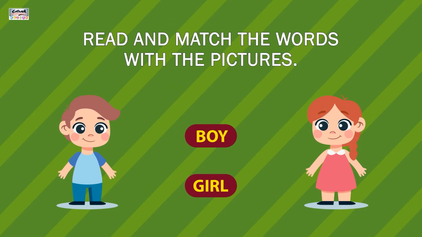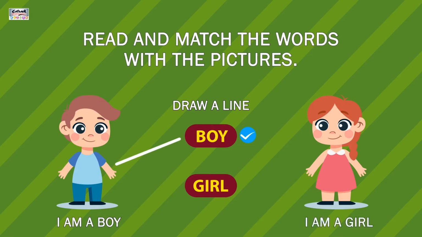Read and match the words with the pictures. Draw a line. I am a boy. Boy. I am a girl. Girl.